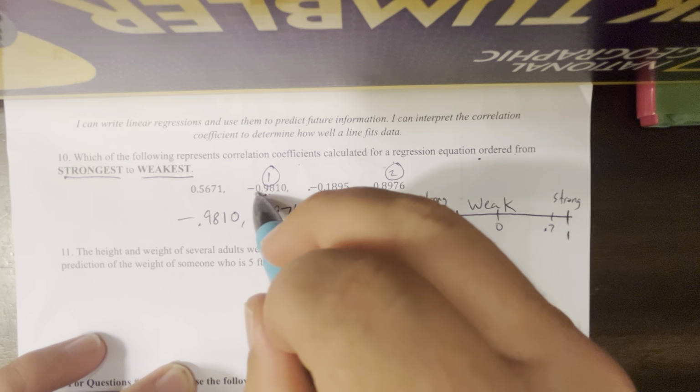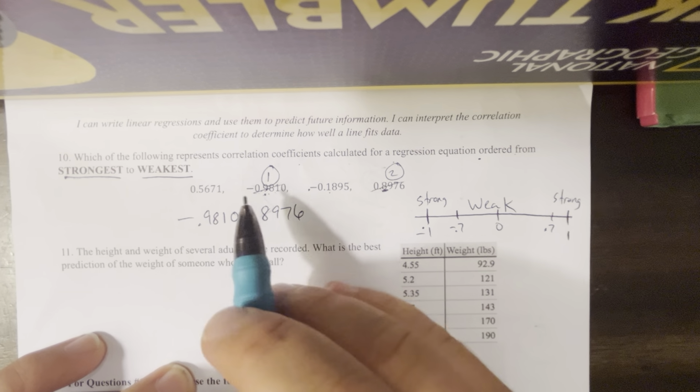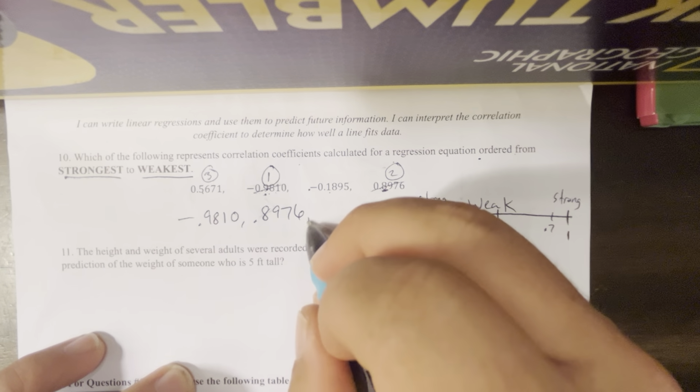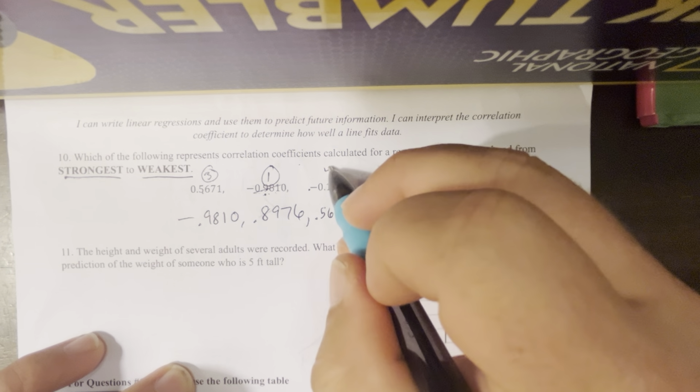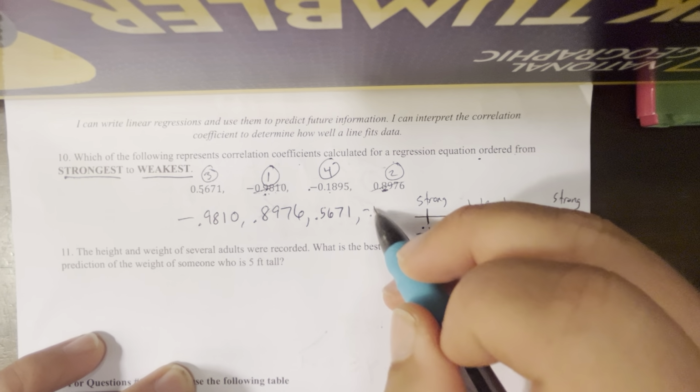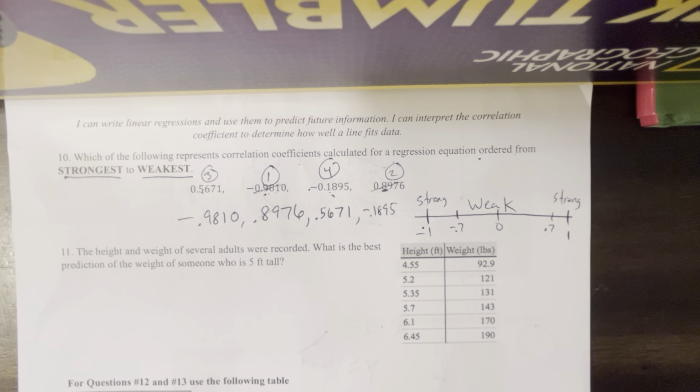0.8976. So I'm done with those two. Next, I'll look at these two. Again, I don't care about the negative or positive. This one is the highest 10th value. So that's going to be my third one, 0.5671. Lastly, this one, -0.1895. So that is the weakest correlation, almost no correlation.